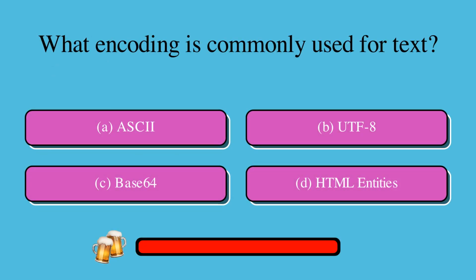What encoding is commonly used for text? Is it A, ASCII, B, UTF-8, C, base64, or D, HTML entities? The correct answer is B, UTF-8.